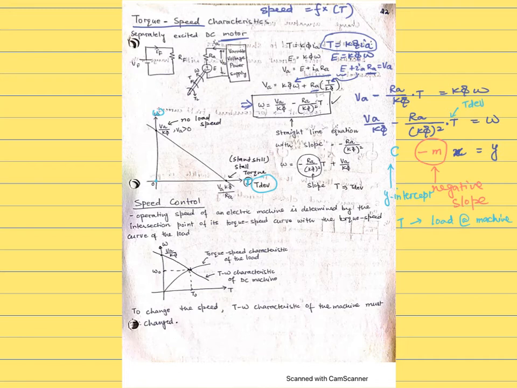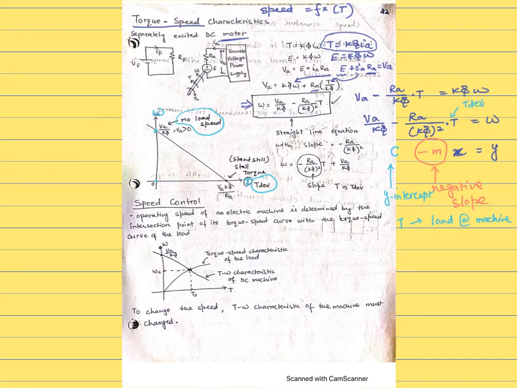So if this point corresponds to torque equals 0, then the speed at this point is called the no load speed. Substituting T equals 0, the no load speed is going to be VA divided by K phi.